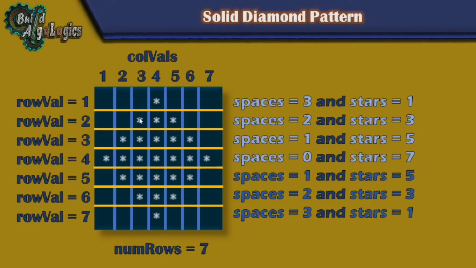And similarly for row 3, spaces are 1 and the number of stars is 5, meaning the value of stars is incrementing by 2 and the value of spaces is decrementing by 1, as you can see by looking at these values. But after row val 4, this behavior is completely opposite. When row val is 5, 1 space and 5 stars are printed, as you can see in this picture. Similarly when row val is 6, 2 spaces and 3 stars are printed, and so on.